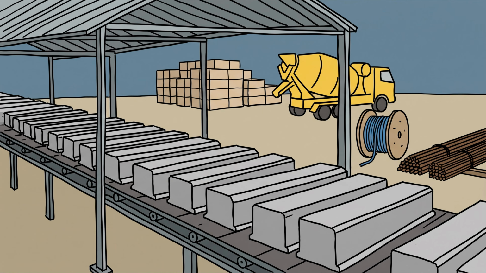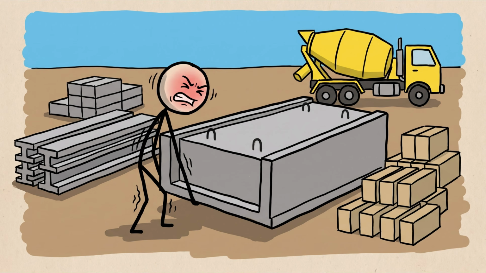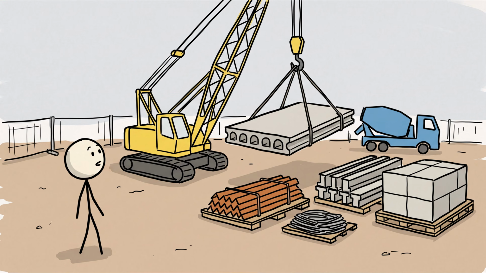The advantage is speed and quality. Factory conditions mean every unit comes out identical. No weather delays, no dodgy mixes, and because the units arrive ready to use, the build moves faster. The disadvantage is weight. Precast units are heavy. You need a crane or telehandler to place them, and they have to be designed and ordered weeks in advance.